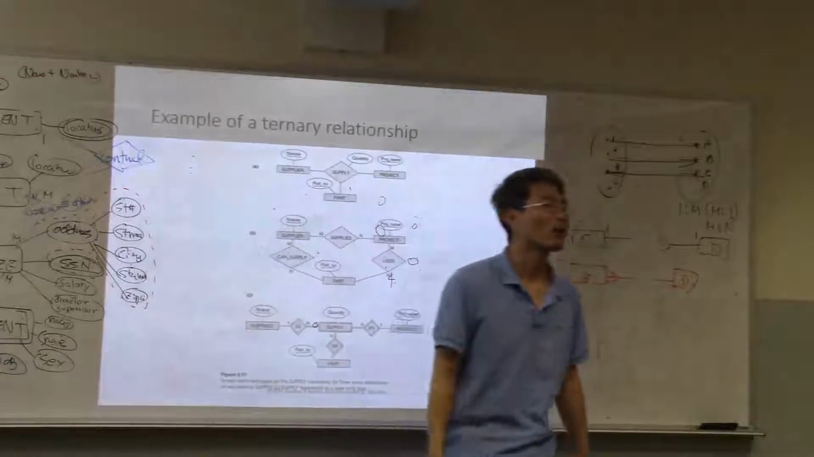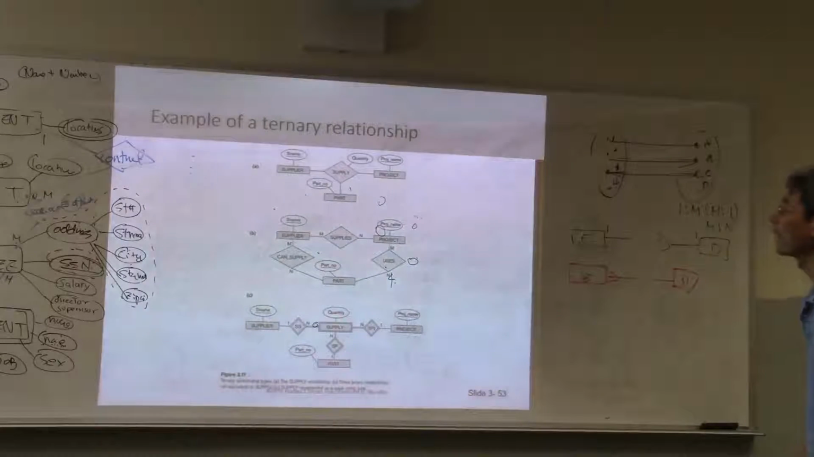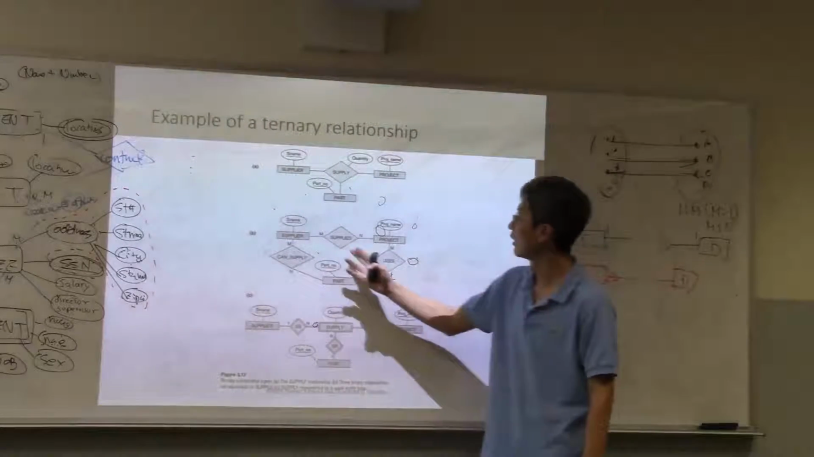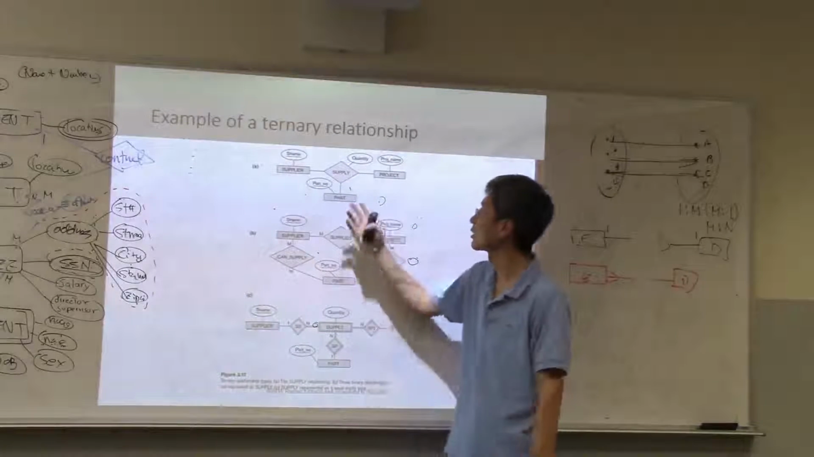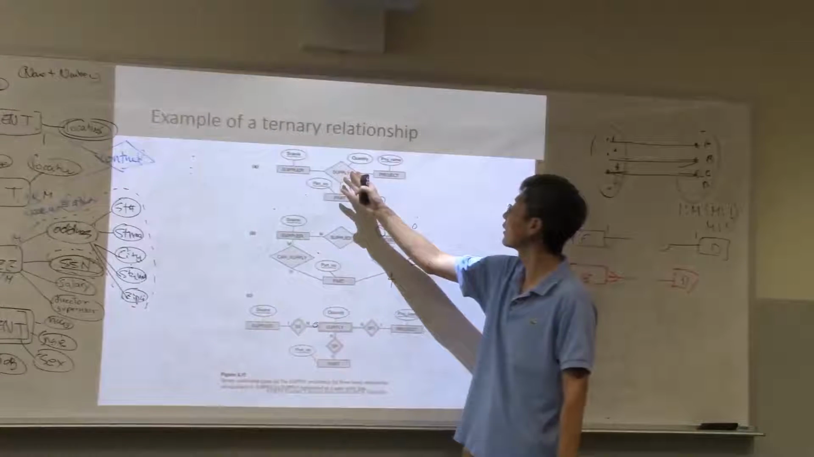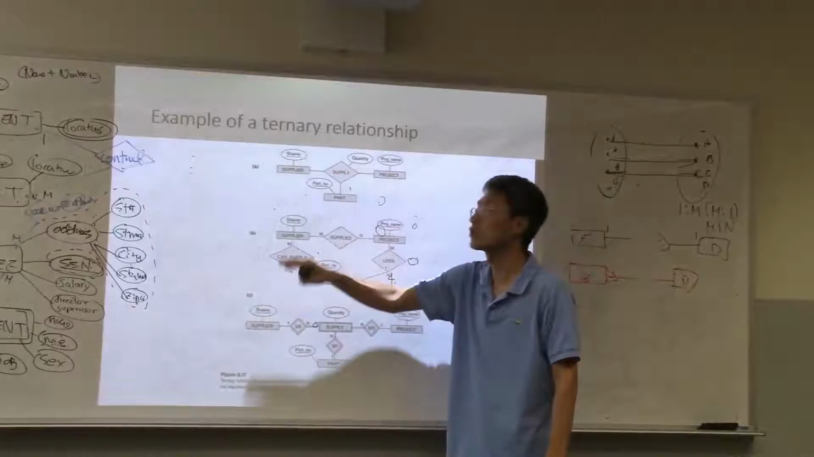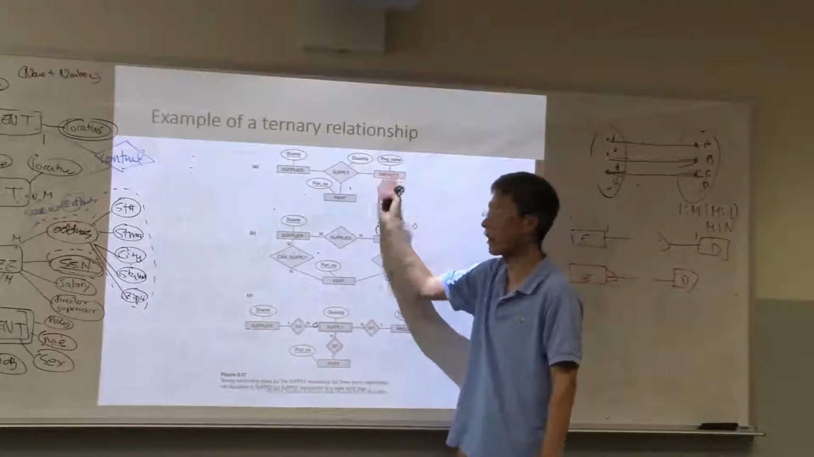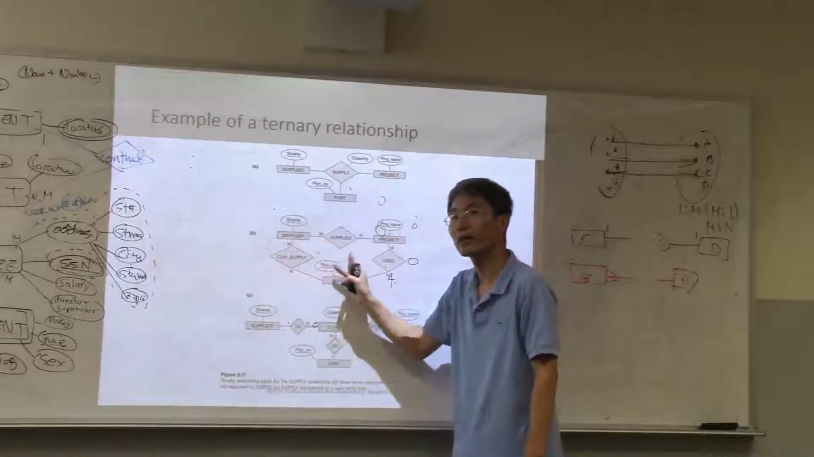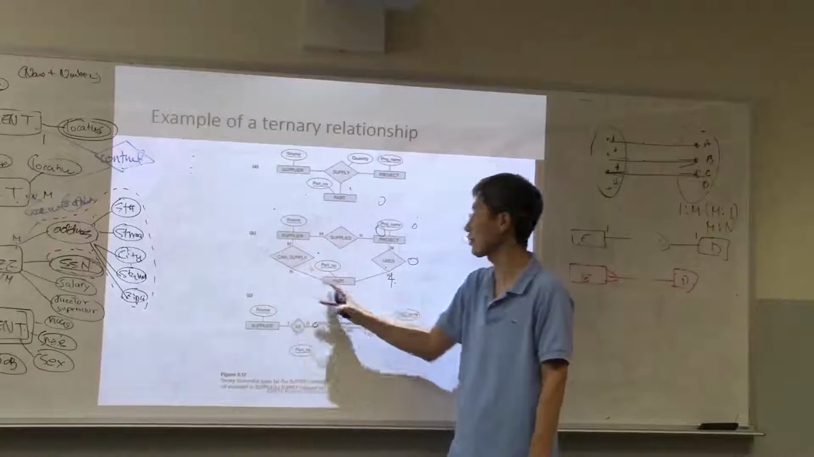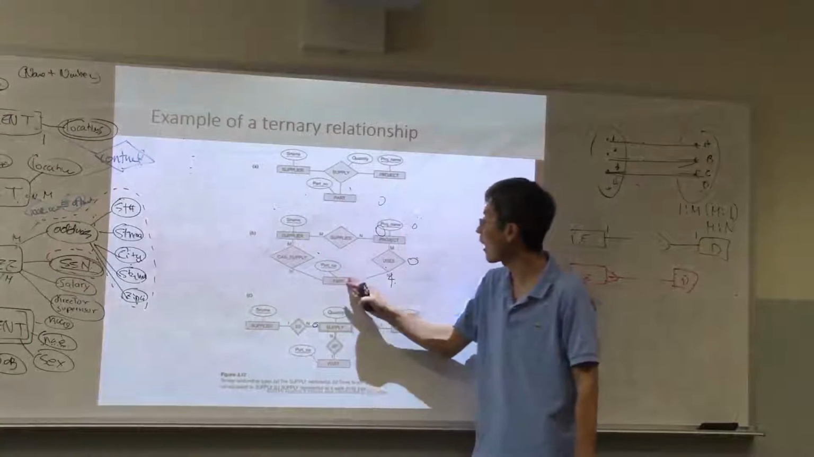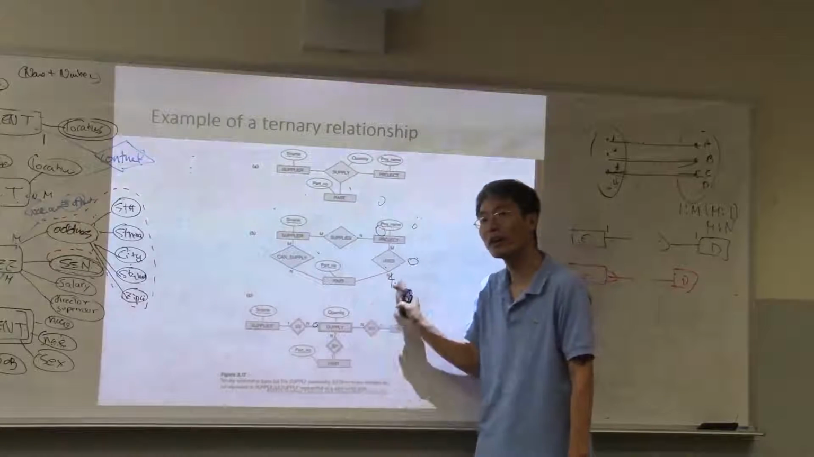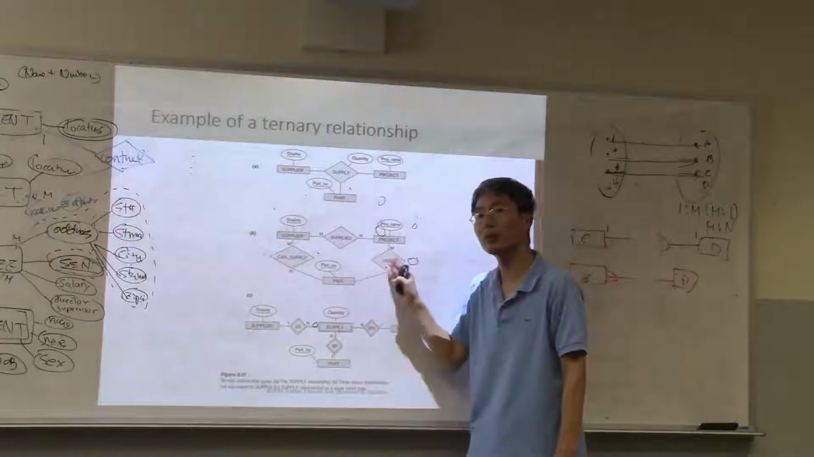Okay. However, because it's a little bit hard to imagine what that means, it can be understood this way. Supplier supplies, we don't know which part, but project, one binary. Also, supplier can supply a specific part, another binary. And part is used by the project, the project uses a specific part.